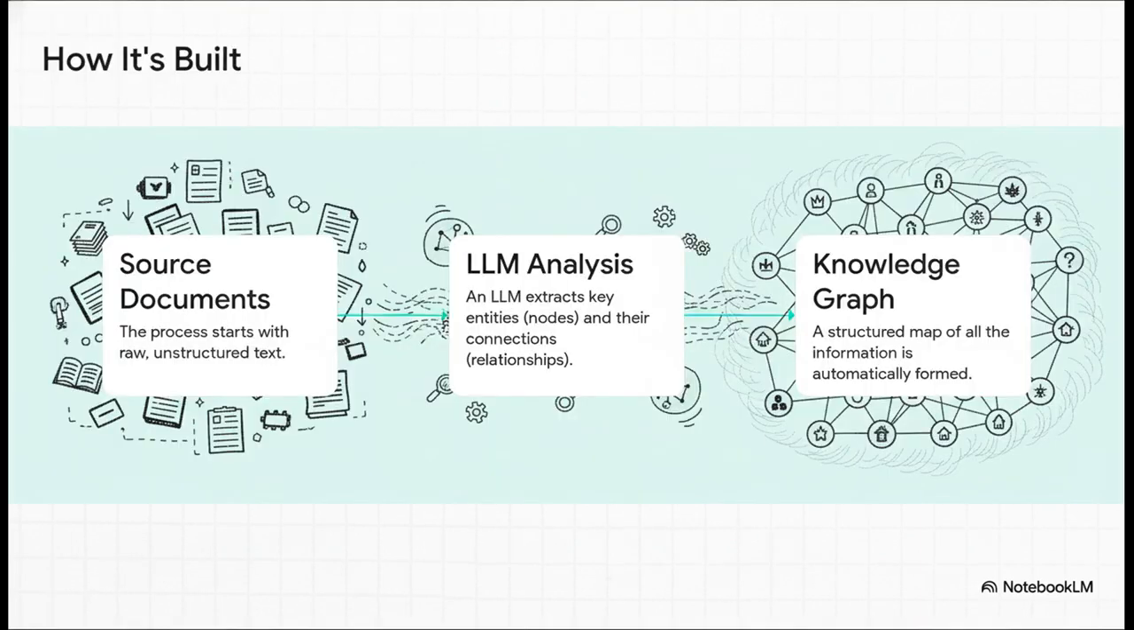And what's really amazing about this is that this whole process is automatic. You just feed the LLM all your source documents, and it reads through everything, picking out the key entities, the people, places, things, and turns them into nodes. Then it figures out how they're all connected and creates the relationships. And boom, just like that, it builds this entire beautiful knowledge graph right from that messy, unstructured text.